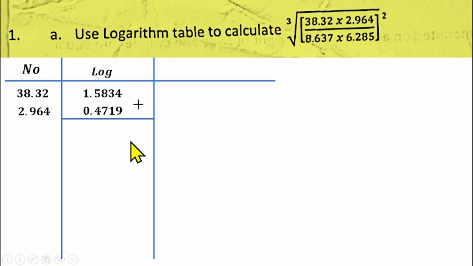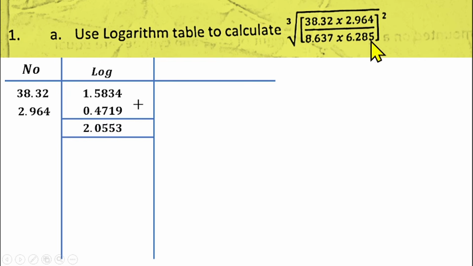And we write 3 remainder 1. 1 plus 3 plus 1 gives us 5. Then 8 plus 7 is 15. You have 5 remainder 1. 1 plus 5 is 6, plus 4, that's 10. You write 0 remainder 1. 1 plus 1 plus 0 gives us 2. So that gives us 2.0553. So that is the logarithm value of the numerator here.